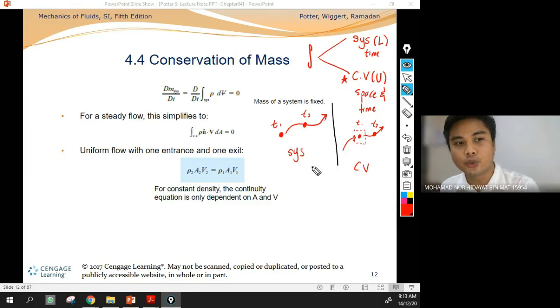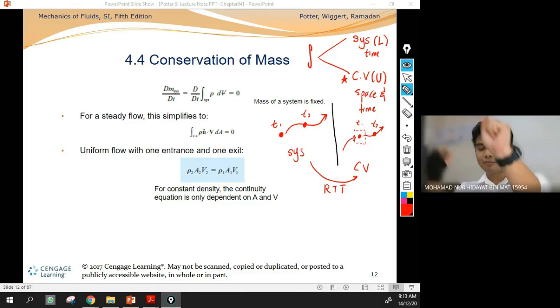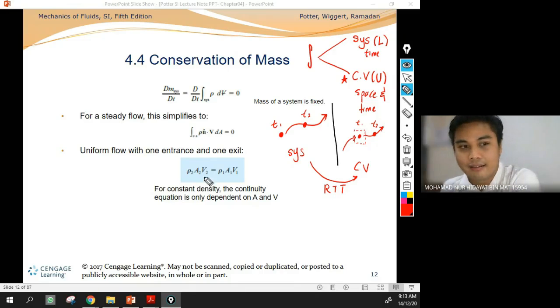So in order to convert system to control volume, we use one theory, which is the Reynolds transport theorem, RTT. Thank you, Amirul. Now you understand, yeah? The Reynolds transport theorem converts the system into the control volume. Let us expand further our understanding.